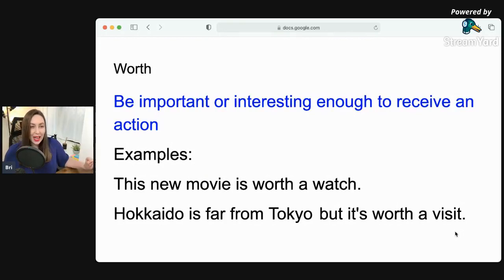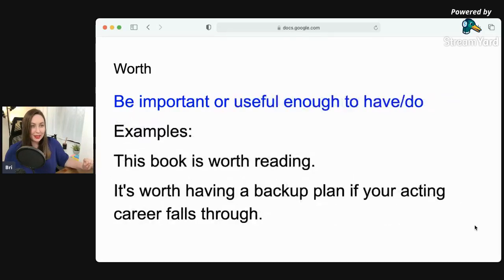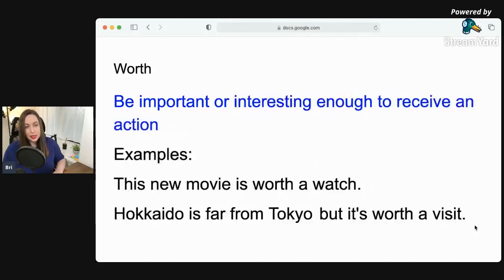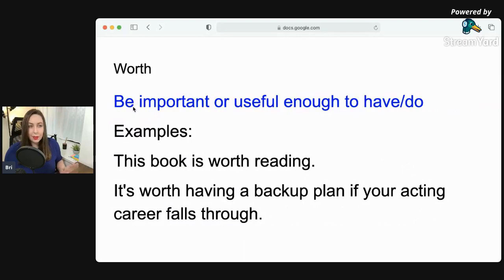Very good. Okay, so we're moving on to the next one. This is very similar to the last one. Notice in this one that I used a noun. A visit, a watch. So here we have be important or useful enough to have or to do, okay?